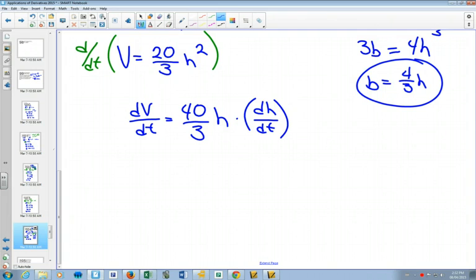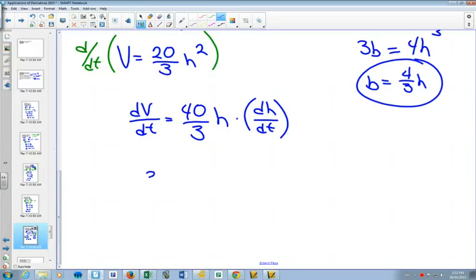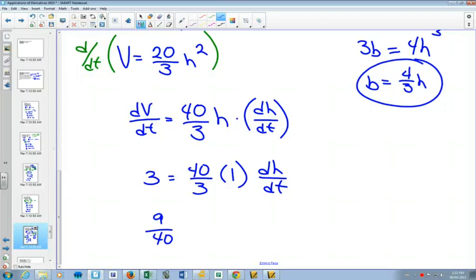And now we want to find it when the height was 1. We want to find our change in height with respect to change in time. And we know that dV/dt was 3. So 3 equals 40/3, plug in the 1, dh/dt. Multiply both sides by 3 and divide by 40. 9/40, leave some space for units. Feet, was it per second or per minute? Feet per minute. That's the rate at which this trough is being filled.